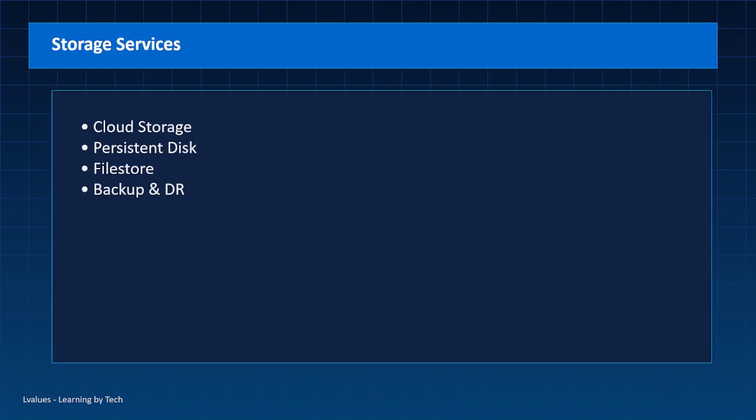Then we will come to the Google storage services, like what is a GCS bucket. So Cloud Storage: how you push your data, or whatever files you have on-prem or on your local machine, onto Google Cloud, or you can say the storage bucket. I will also explain the persistent disk. Persistent disk is nothing but like the hard disk in your laptop or desktop. We will also cover Filestore, backup, and DR.